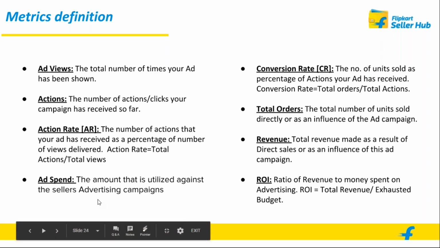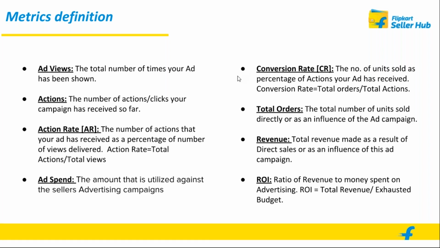Ad spend is pretty simple to understand. Conversion rate, as we said, is basically your total orders divided by total actions. You remember the conversion rate we just talked about earlier? It was basically the number of units that you have sold divided by the PPV. In the PLA terminology, PPV is what is an action. So accordingly, conversion rate is the number of orders you have got divided by the total actions. Orders is again easy to understand.